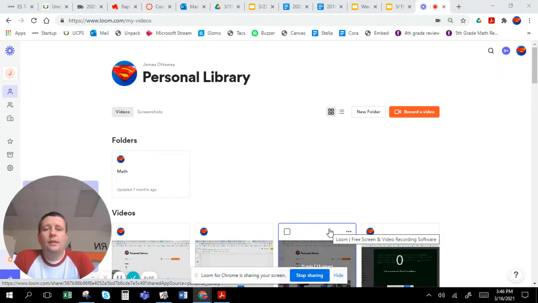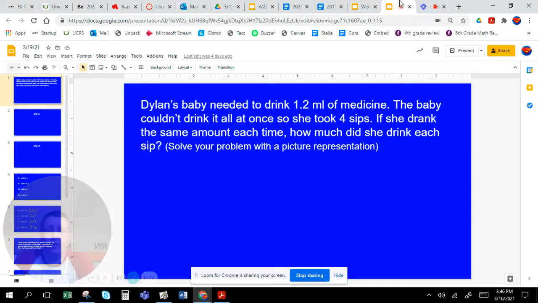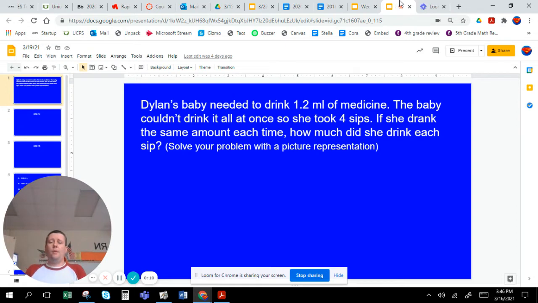Hey guys, we're going to take a quick look at dividing our decimal numbers again. So we're going to go back to using our pictures. We're going to take a look at why that is.